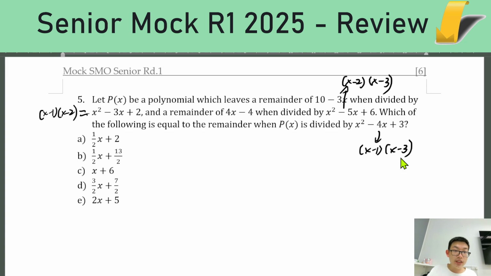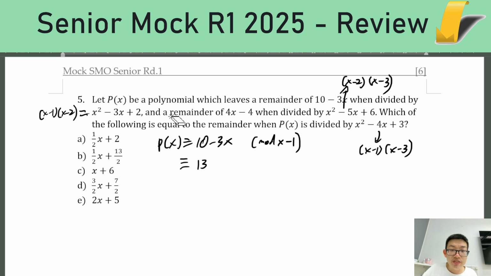Now, you can actually just use your remainder theorem, but I want to give some intuition, which is that effectively, these are like modular arithmetic for polynomials. You can say that based on the information, P(x) is congruent to 10 minus 3x mod x minus 1. And you can add 3 times x minus 1 to say that it's 13. Sorry, no, it's not 13, it's 7.